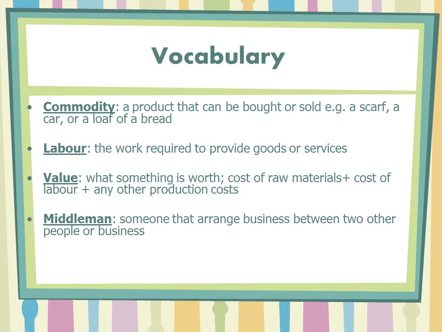Middleman: someone that arranges business between two other people or businesses. So the person who is in the middle, that's a middleman. Let's suppose I need to start a business. I'm Mr. A. And on the other side, I have Mr. C. I want to start a business with Mr. C. Let's suppose Mr. B is my friend. He's saying, okay, I will settle some business arrangements between you and Mr. C. So who is Mr. B? Mr. B is a middleman who is arranging the business between two of us.